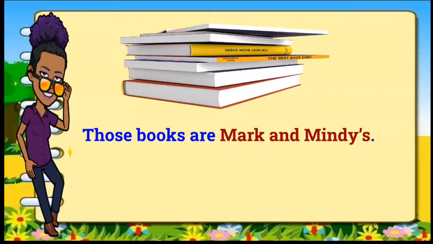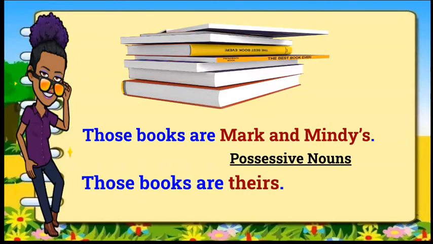Now some sentences. Those books are Mark and Mindy's. Possessive nouns, the owners of the books. Now, as I say, these books are theirs. And this is a possessive pronoun that is used to replace the possessive nouns Mark and Mindy's, and we use theirs because it's more than one.